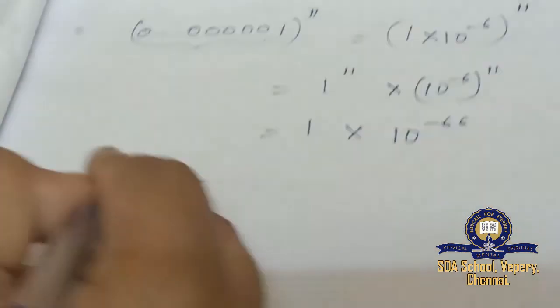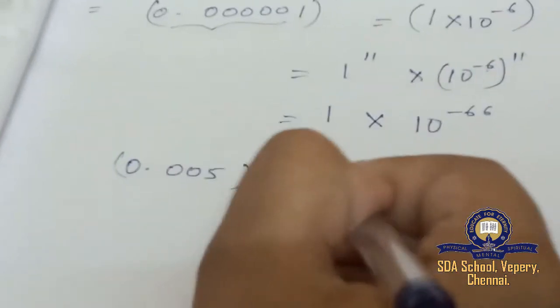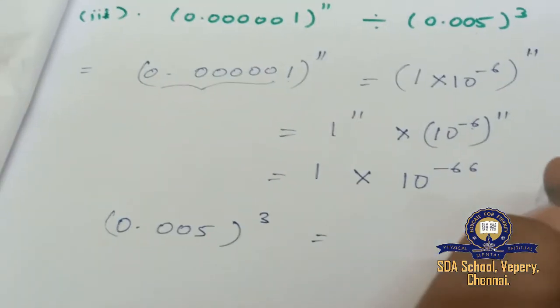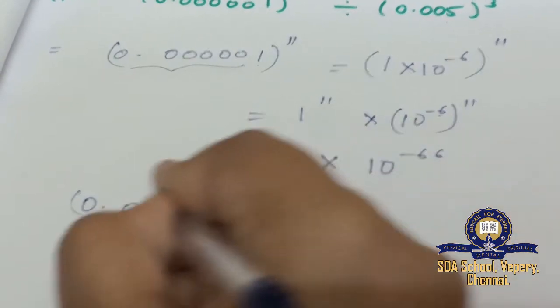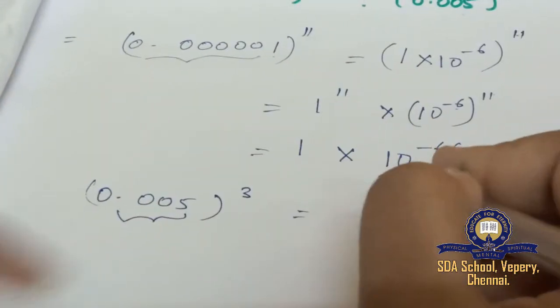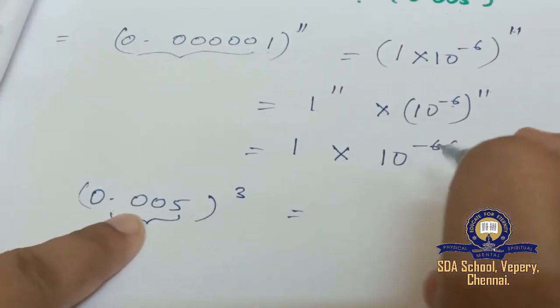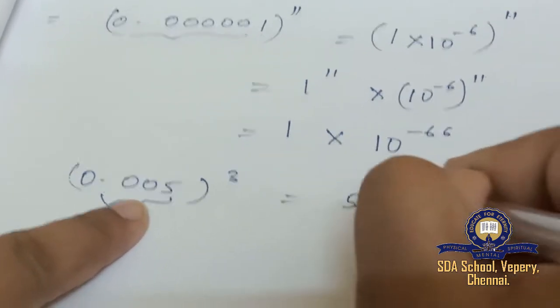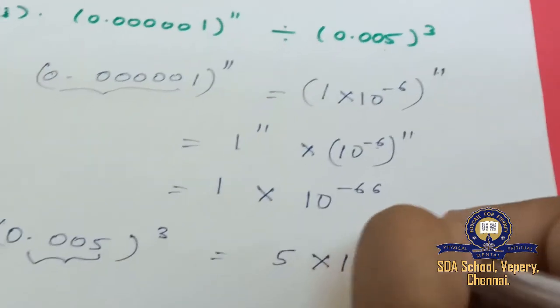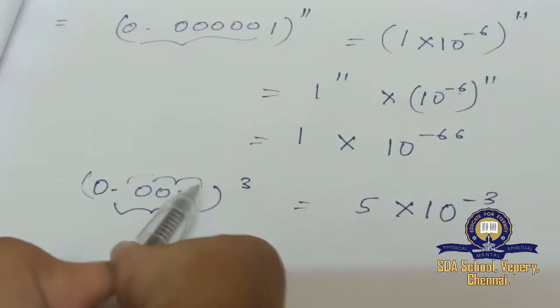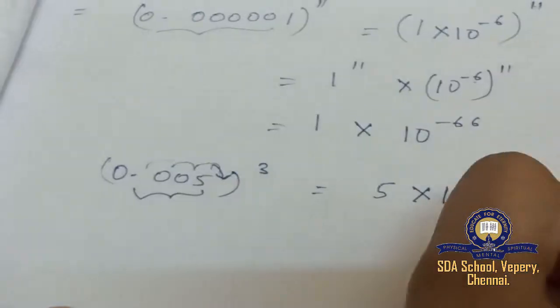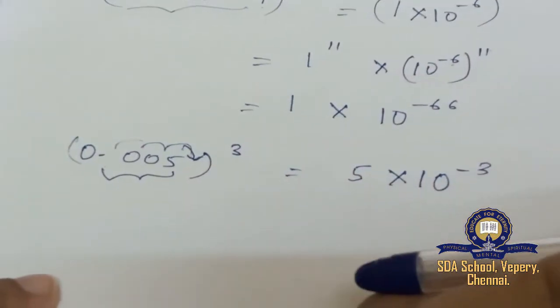For 0.005 the whole cube, what is the value of this? First of all, let us write this in this format. Inside the bracket, what I have is 0.005. That can be written as 5 into 10 power minus 3, because the decimal point is over here and I have to shift it 3 places, right? Then I will get the minus 3 over here. Till here am I clear, isn't it?